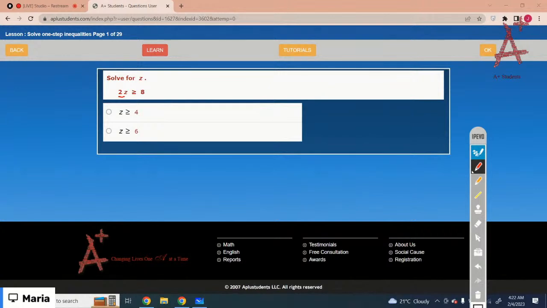So you have to, 2 is multiplying z. Opposite to multiplication is division. Got it? So you have to divide both sides by 2. 2 and 2 cancel out and you are left with z is greater than... 2 times what number is 8? 2 times 4 is 8. So the correct option is z is greater than 4.